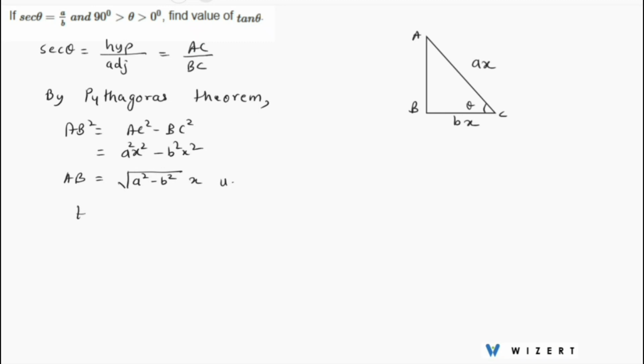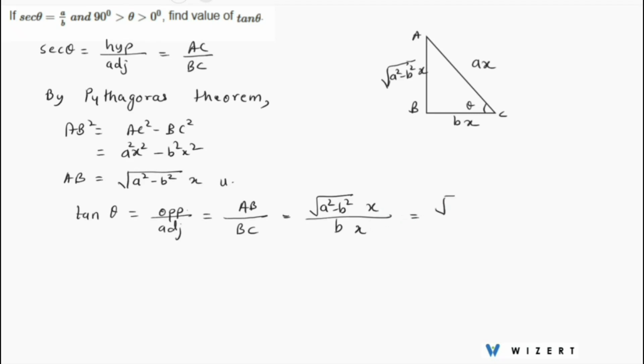Therefore tan theta is opposite upon adjacent. In this diagram it will be AB upon BC. We got measure of AB as under root of a square minus b square x, so that will be under root of a square minus b square x divided by bX. So x will cancel out and our answer is under root of a square minus b square divided by b. So this is the answer.